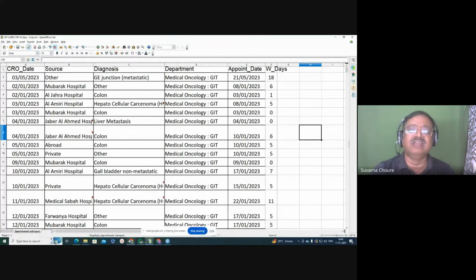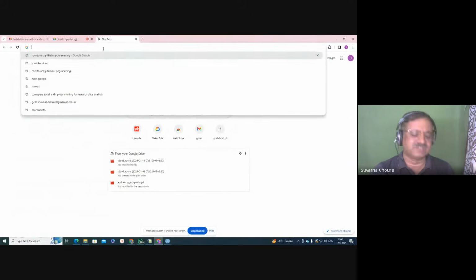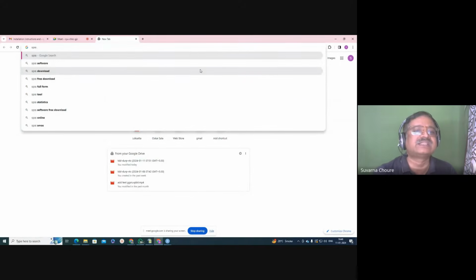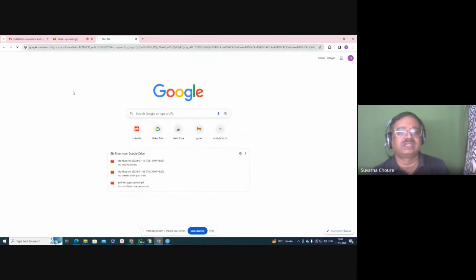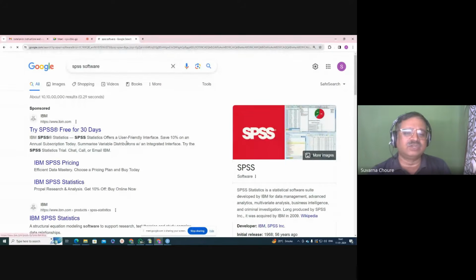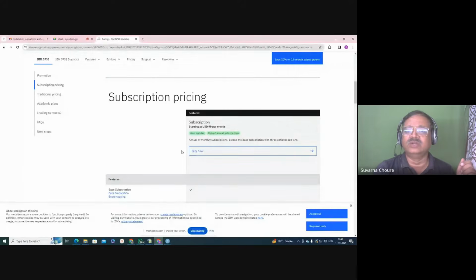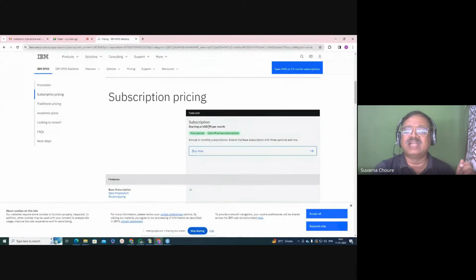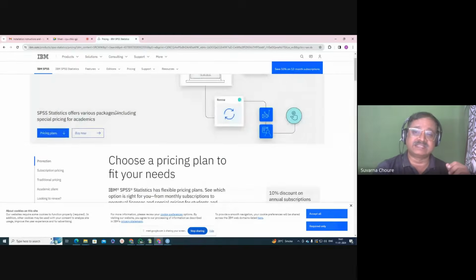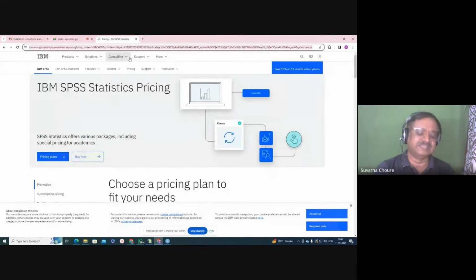Other programs which are available commercially, those programs are SPSS software. And that IBM software it's free for 3 days. Try free for 3 days, and then pricing is there. And that pricing is usually they don't give pricing here, but starting at USD 99 per month, 99 USD, 100 USD, it is 8,000 per month. SPSS. I don't know how many students can afford SPSS.